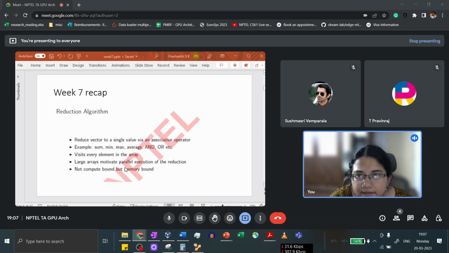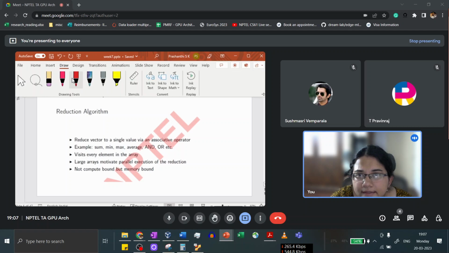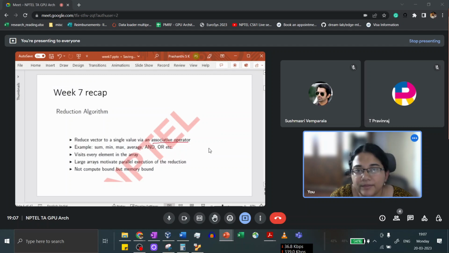So let's start with reduction. What do you mean when you hear the term reduction? It refers to reducing a vector to a single value. And I think this was not highlighted in class, but this is something interesting: it says via an associative operator. It may not be strictly covered in class, but it will be good to think about why it mentions an associative operator. Would all the things that we discuss work if it was not associative?